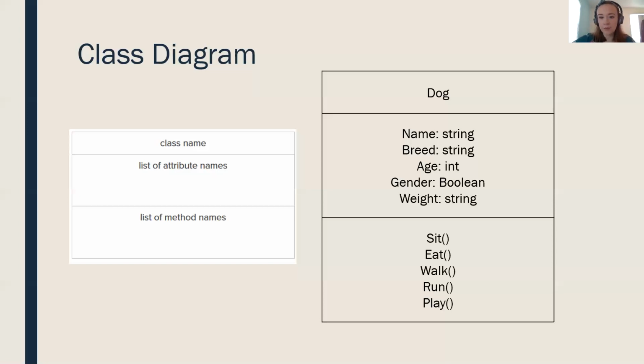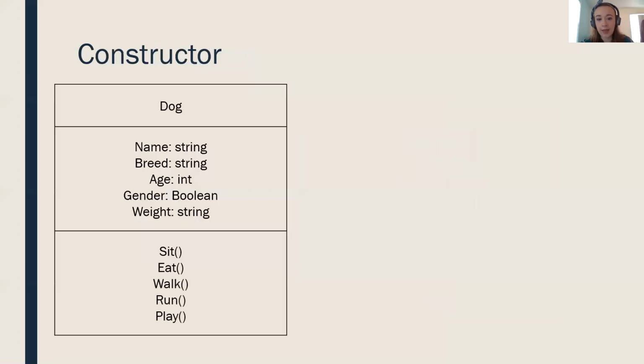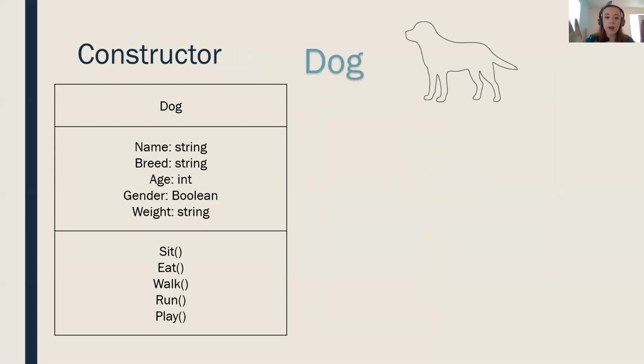Let's move on. When we have our class diagram done, we have this special function we have to create for the class called a constructor. A constructor looks different in each kind of language, so I'm not going to go into what it looks like in Python or Java, but the basic idea is that a constructor is a special function that, when dog is called, defines the attributes for that dog. So think of our class dog.